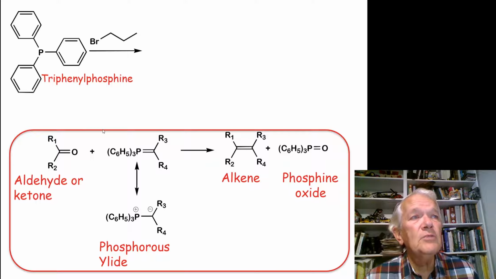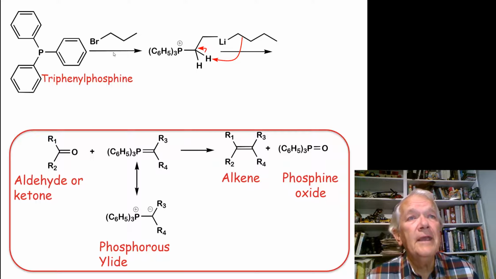So how do you do this? Well, making the phosphorus ylides is pretty simple. You take a phosphine, triphenylphosphine most commonly. You alkylate it, essentially an SN2 reaction. Then you use a really strong base, and we're going to use butyllithium, and you deprotonate the carbon attached to the phosphorus, and you make your ylide. And this ylide then will react with your aldehyde or your ketone.